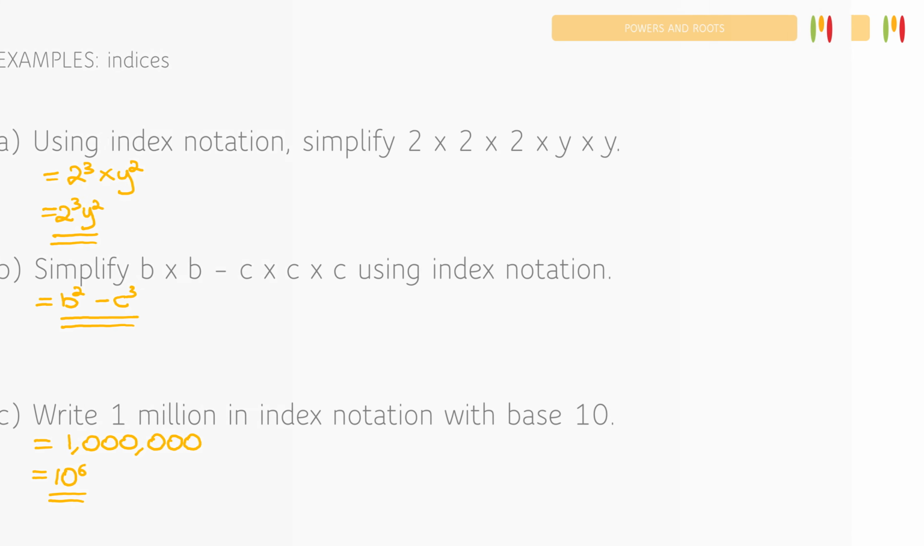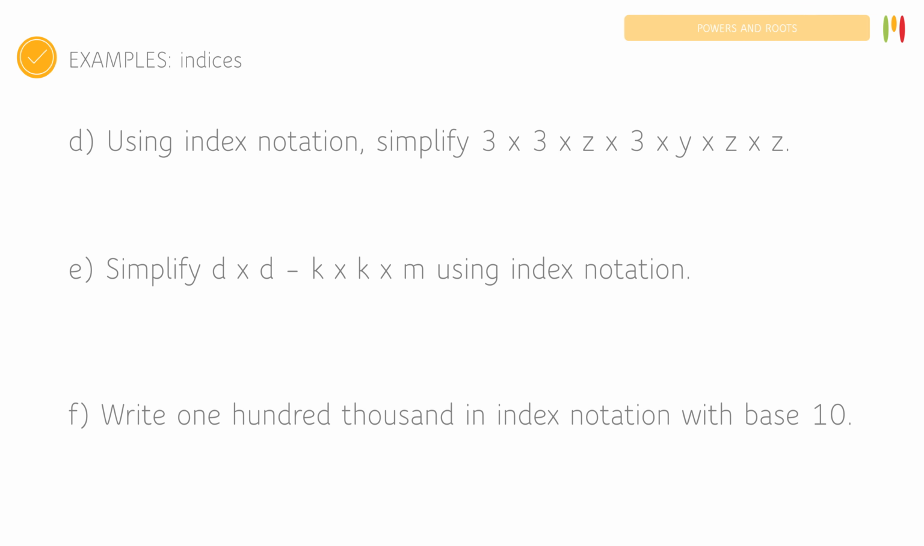Here in question D, we need to simplify the expression we are given. We can see there are 3's, z's, and 1 y in the expression. So let's simplify each of these separately. So we have 3 to the power of 3 times z to the power of 3 times y. We can write this as 3 cubed, z cubed, y.